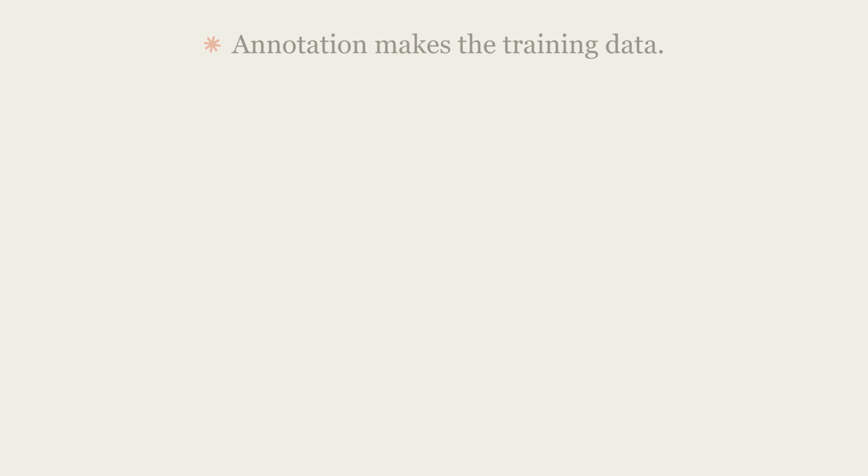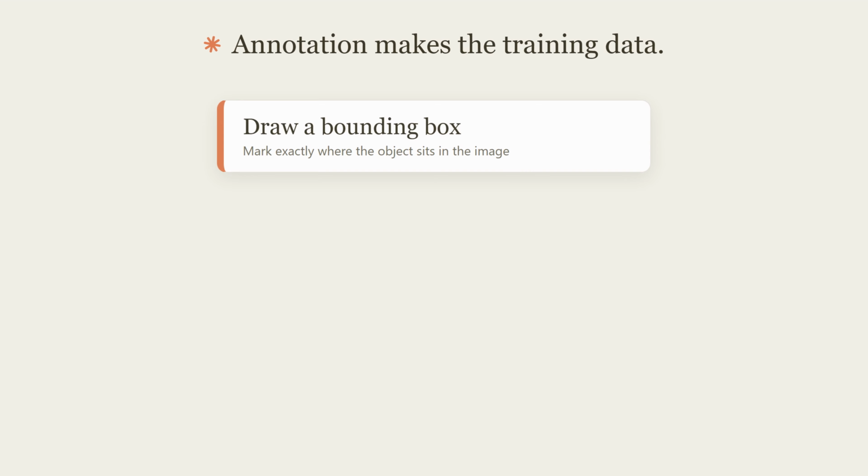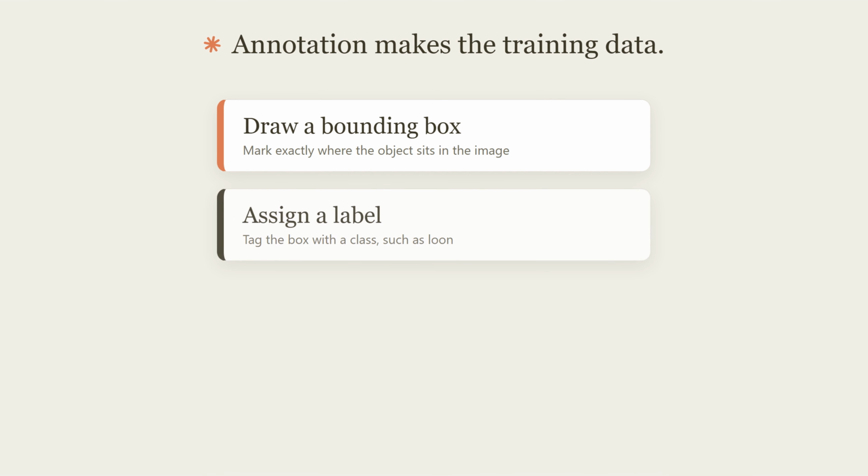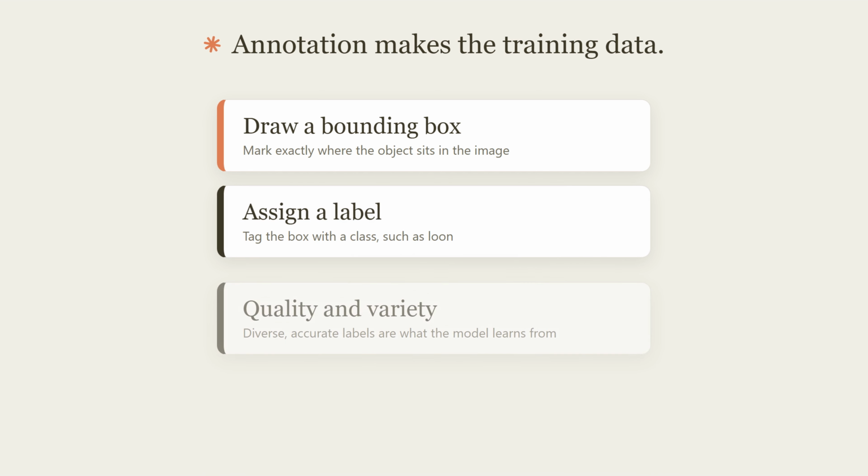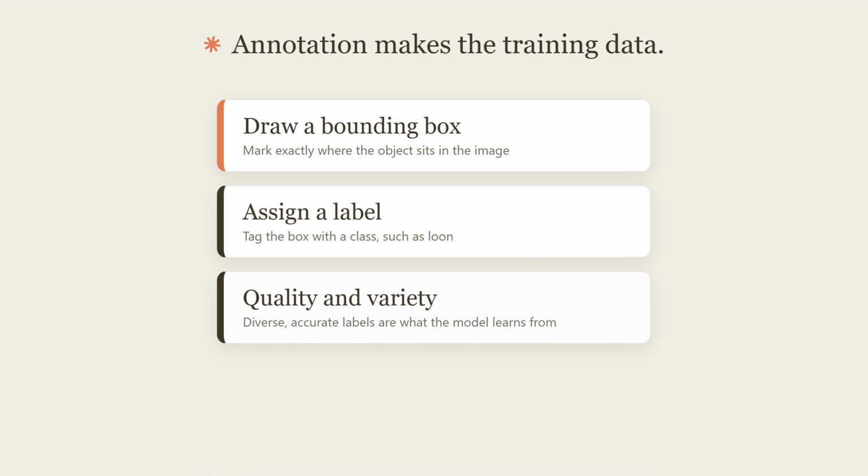But before a model can do this, it needs labeled examples, and that process is called annotation. We take an image, find the object we care about, draw a bounding box around it, and give it a label, such as loon. These annotations are what the model learns from, so their quality and variety really matter.